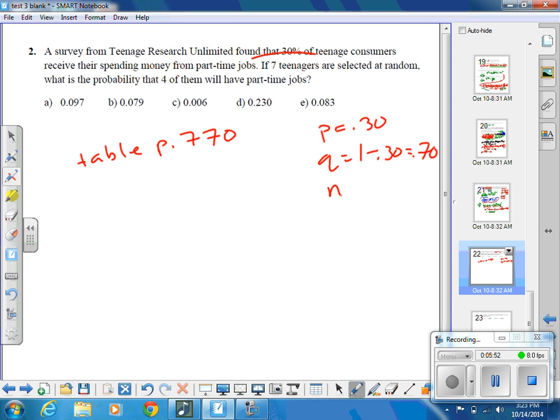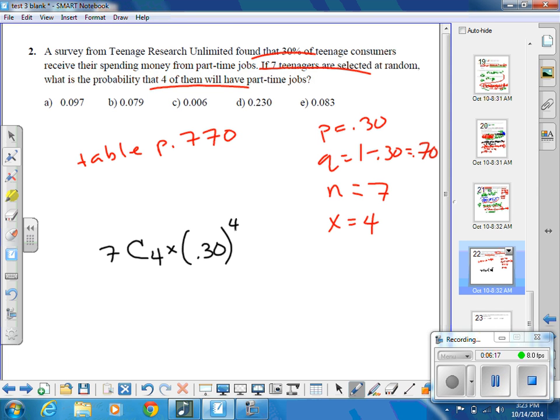I need to find N. So it says here, if 7 atoms are selected at random, N is 7. What's the probability that 4 of them? So X is 4. Okay? If I had to set up my formula, it would be 7 choose 4, alright, times 0.30 to the 4th power times 0.70 to the 3rd power, okay? And I punch that into the calculator.